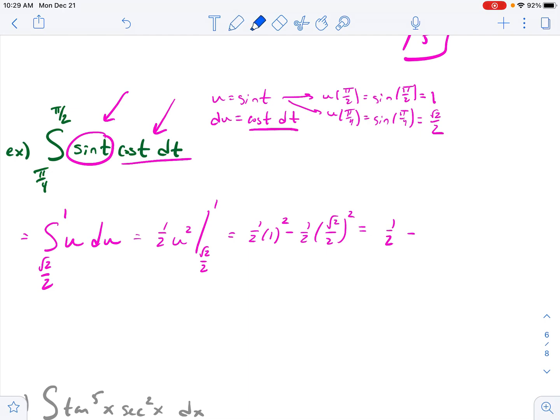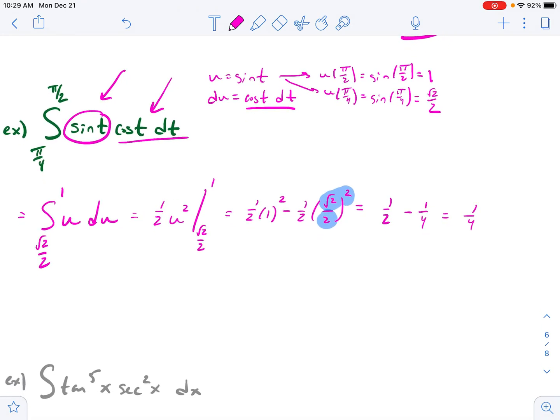Second term, if I square this, I get 2 over 4, which is 1/2, times the other half in front of it, so 1/4. And so at the end of the day we get back exactly 1/4 unit of area. Okay, that's letting u equal sine. Well, let's do it again, but this time let's let u equal cosine and see what happens, because maybe you were thinking along those lines.